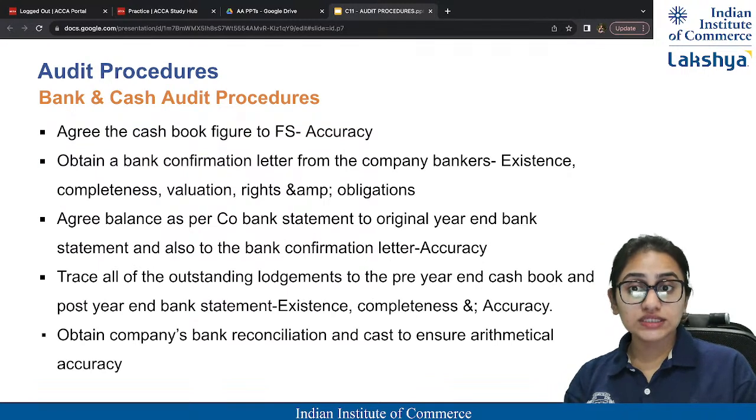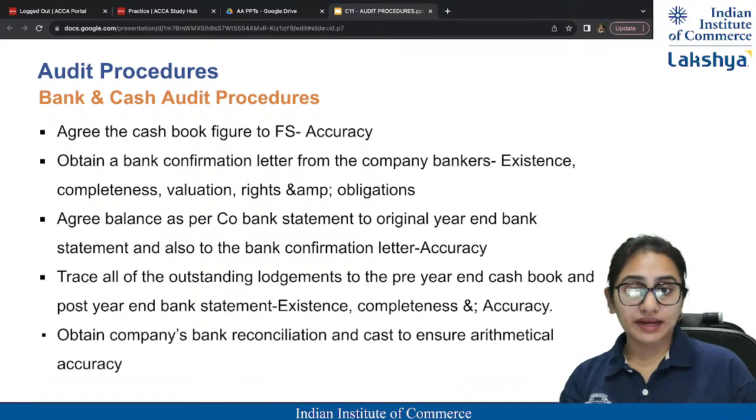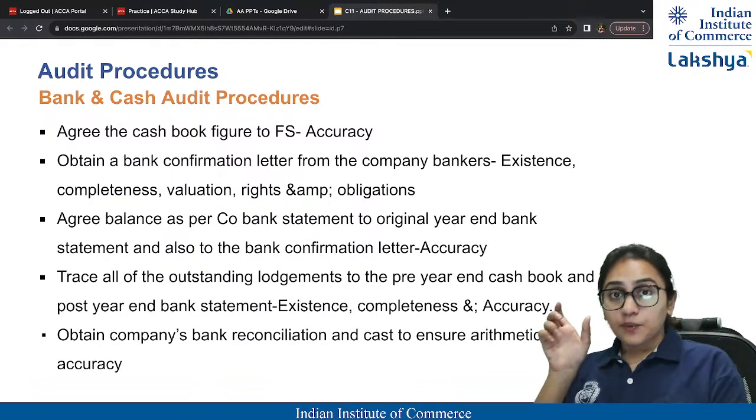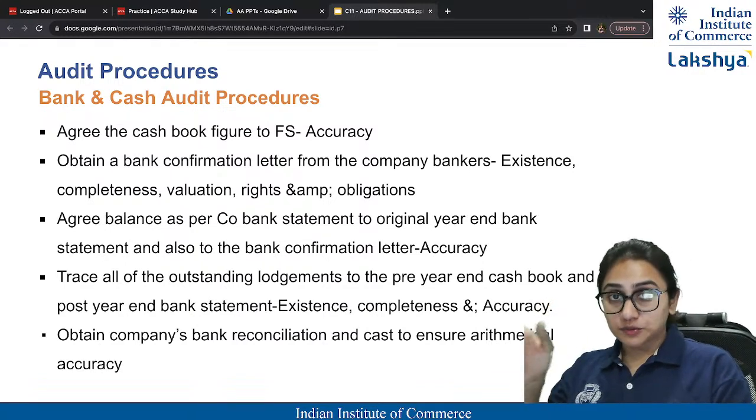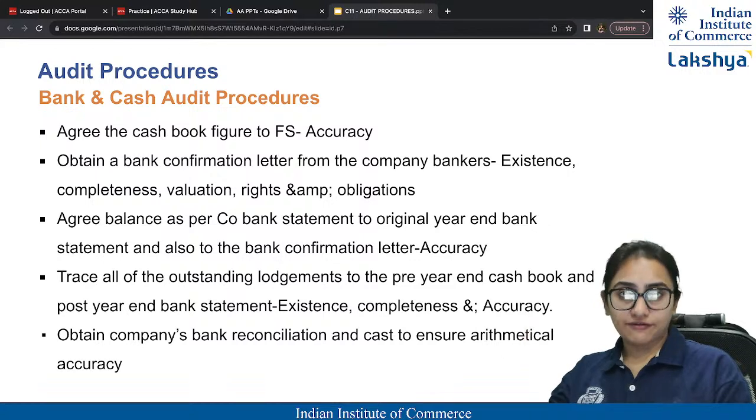Okay, so the first audit procedure in cash and bank is agree the cash book figure to financial statements. Ideally, whatever figure is there in the cash book should directly go to FS, that is the balance sheet.